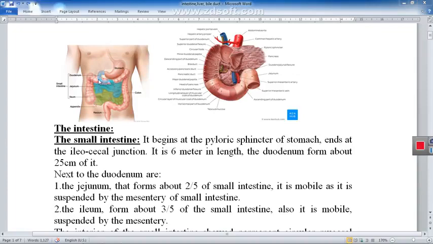The jejunum had been discussed with the presentation of the duodenum. We have to say now that the whole length of the small intestine is about 6 meters. 25 centimeters of this only is for the duodenum, the rest is for the jejunum and ileum. The jejunum is about 2/5 of the small intestine, and the ileum is about 3/5 of the small intestine, and both are mobile, because they are suspended by the mesentery of the small intestine.